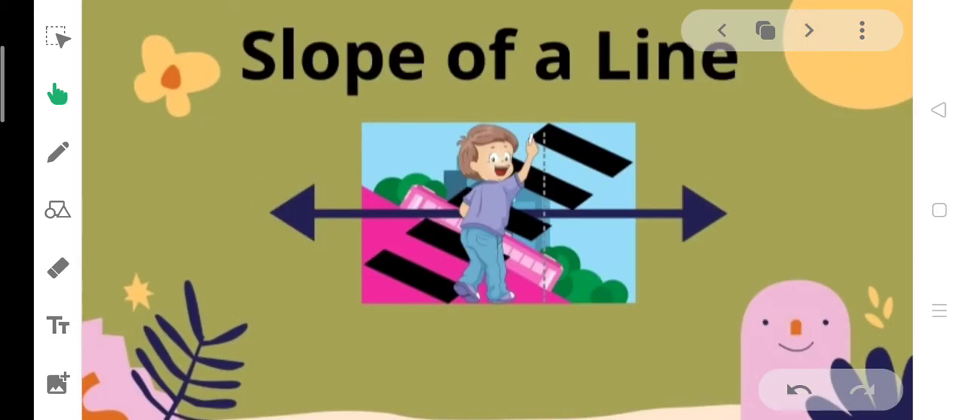Now, since we're talking about a line, which is the graph of a linear equation in two variables, we can measure the slope of a line. What is the slope?